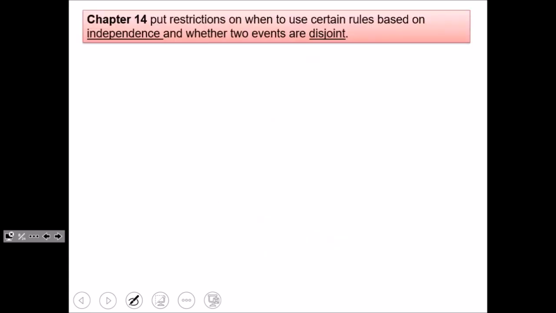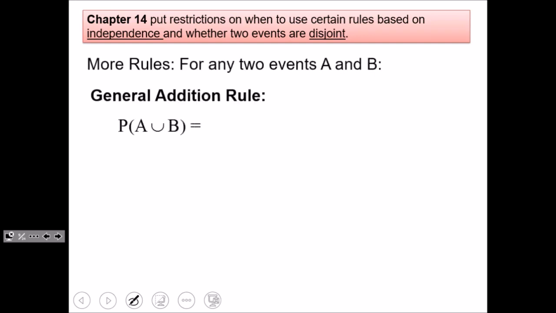Now, Chapter 14 gave us a lot of restrictions. We could only use those rules if events were independent. Another rule, we could only use if the events were disjoint. But I've got a couple more rules. Now, we're just going to call them events A and B. So the general addition rule, I can always use the general addition rule, whenever I want to say what's the probability of A or B. Whenever you see that union, that means or.